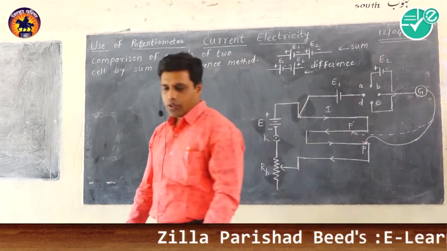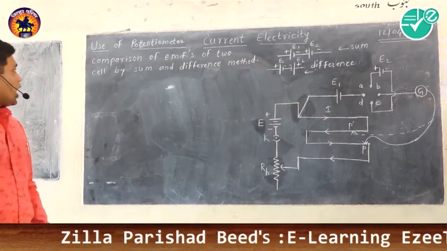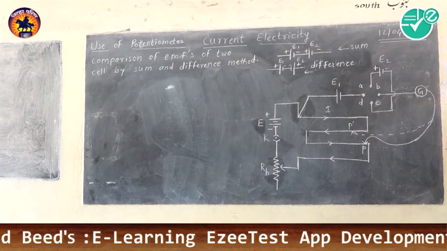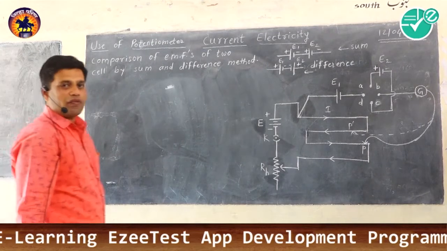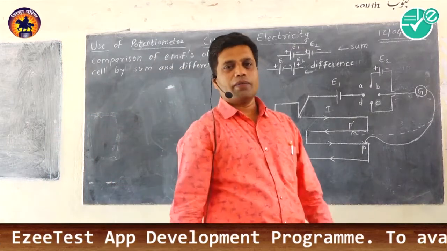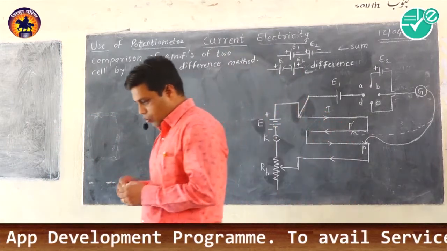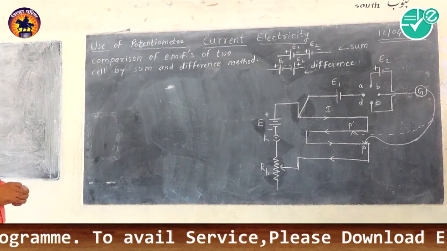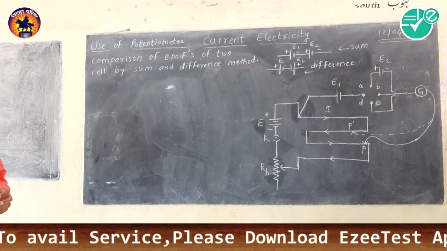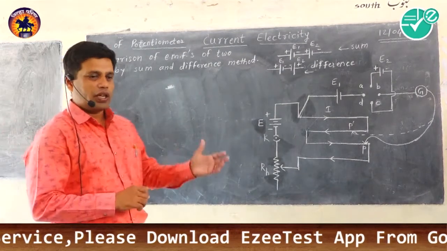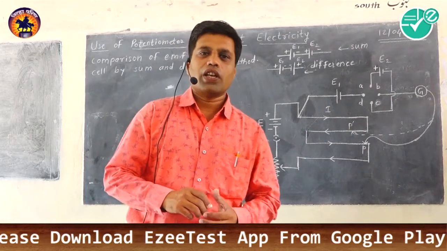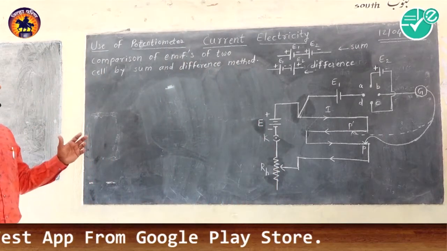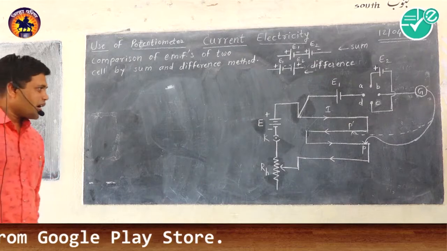In today's lecture, I will teach you the use of potentiometer for comparison of EMFs of two cells by sum and difference method. In my previous lecture, I taught you the article which is use of potentiometer for comparison of EMFs of two cells by separate cell method. In the last lecture, we have done that. Now, similar to that article, this article is very easy to understand.